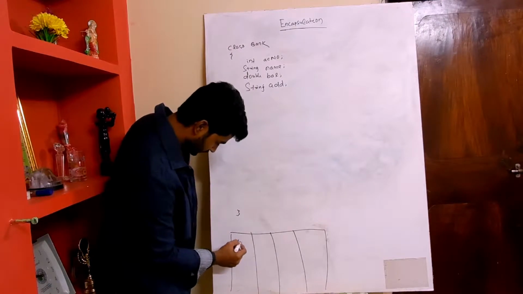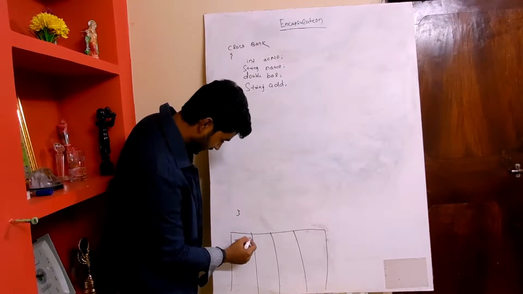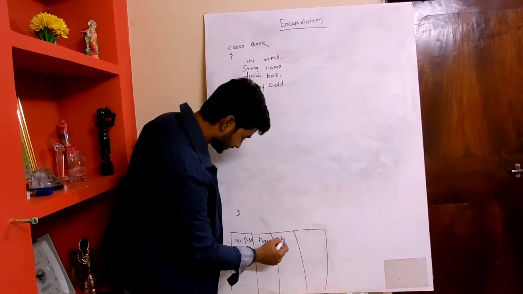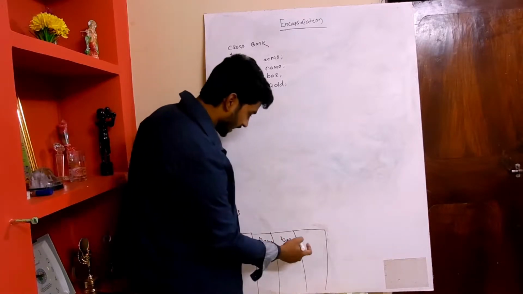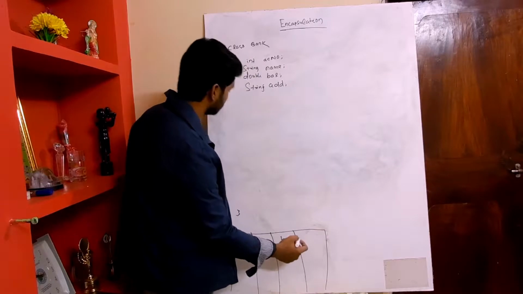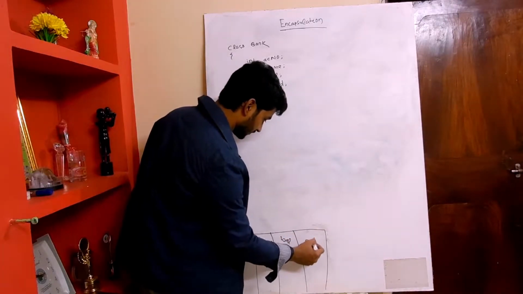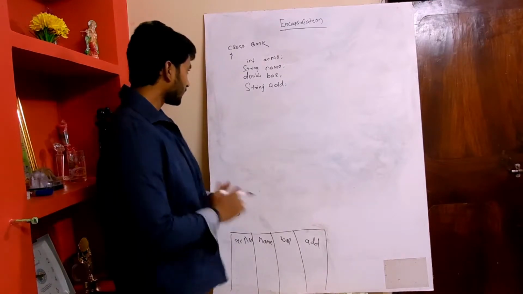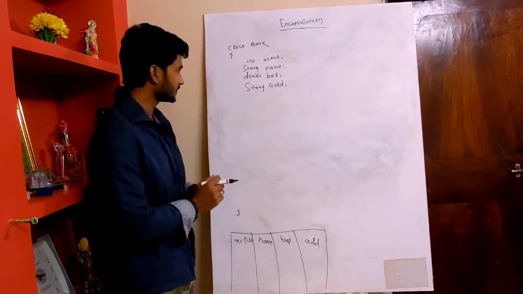So he'll have an account number, he will have a name, he will have some balance in his account, and he will have some address, like from India or from USA or from somewhere. All right, so very simple, right?